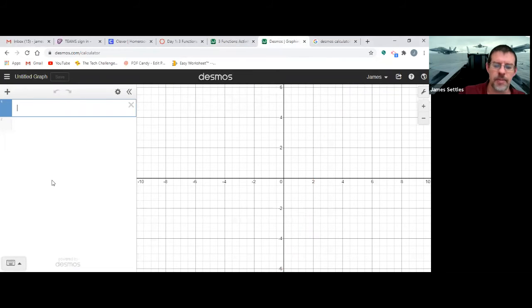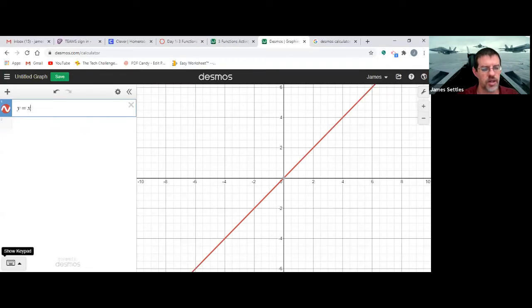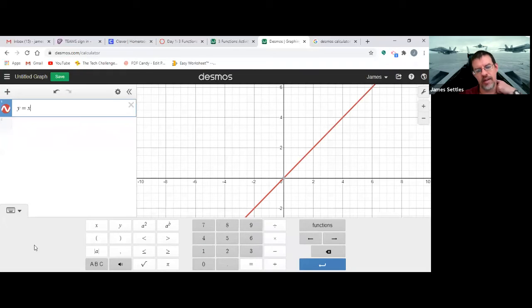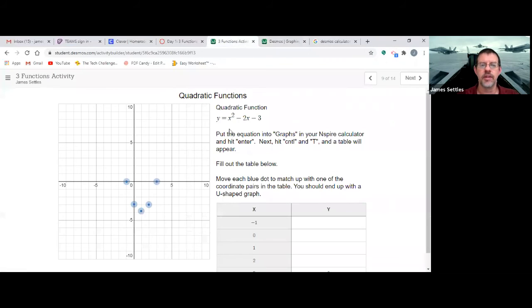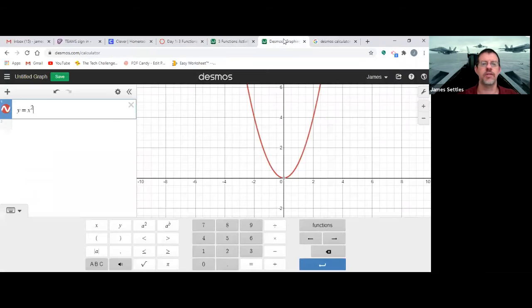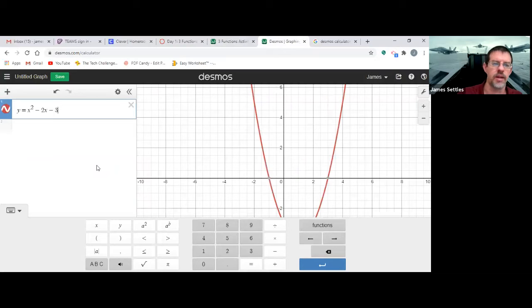All right, and we're going to type in y equals, and I know it's x squared. So how do you get the squared? So you hit this keypad right here, and then it brings this up, and you want a squared right there. That's squared. And then minus 2x minus 3. So minus 2x minus 3. All right, so that's what the picture looks like. So it looks like a U, okay?